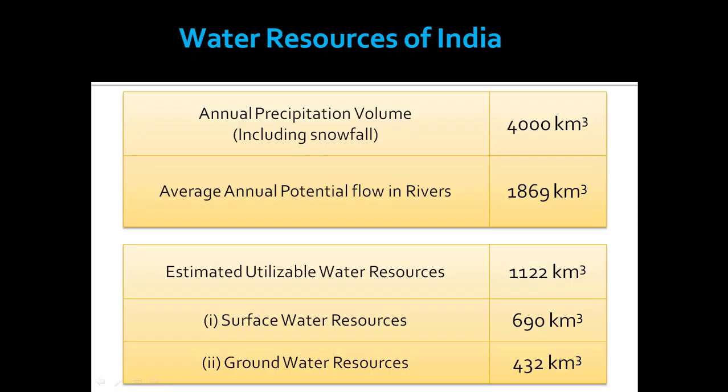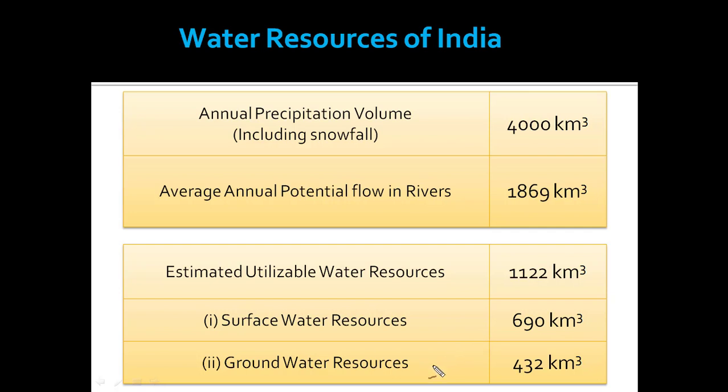Now we'll see the water resources of India from a statistical perspective. The annual precipitation in volume, which includes snowfall, is about 4,000 cubic kilometers, mainly falling on the Indian subcontinent. The average annual potential flow in rivers due to this precipitation is 1,869 cubic kilometers. Out of this, the estimated utilizable water resources is 1,122 cubic kilometers. There are two categories: the water that remains on the ground in the form of rivers, lakes and ponds is called surface water. It covers 690 cubic kilometers. These are all approximate statistics.